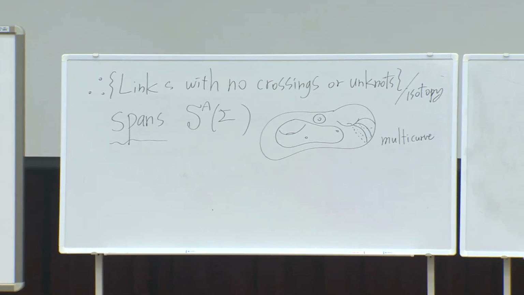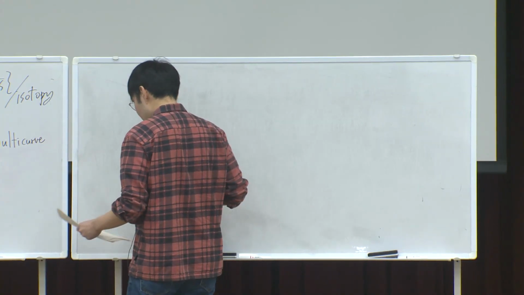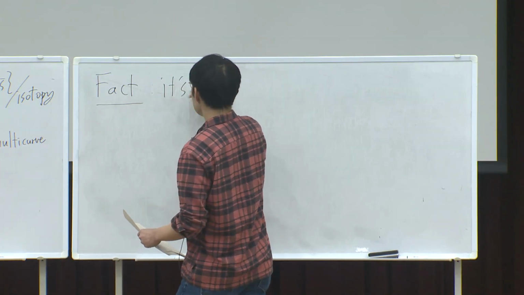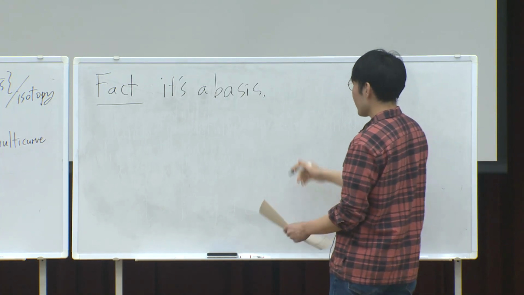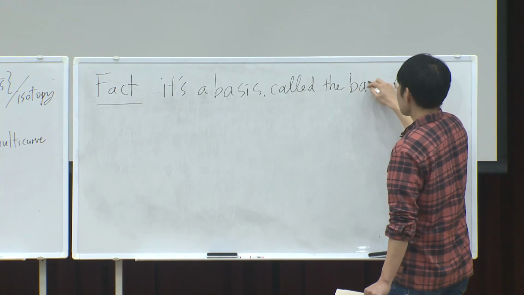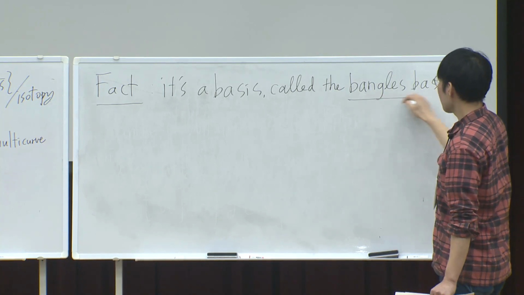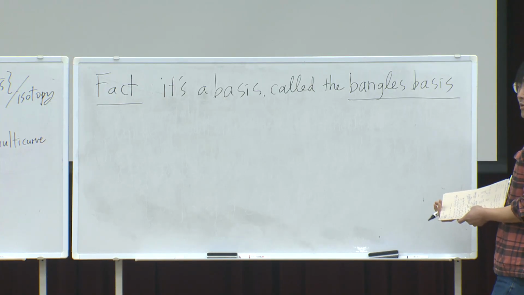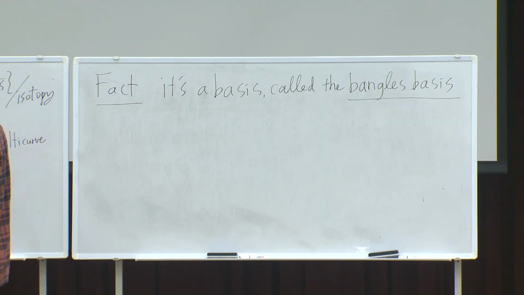I don't know what's the easiest way to prove that they are linearly independent, but it is a fact. It's a fact that it's actually a basis. And let me give it a name that people usually call it Bangles basis, for some reason that we will see a little bit of in a few minutes. So there is a basis, and indeed this basis was used in proofs of certain properties of skein algebras.